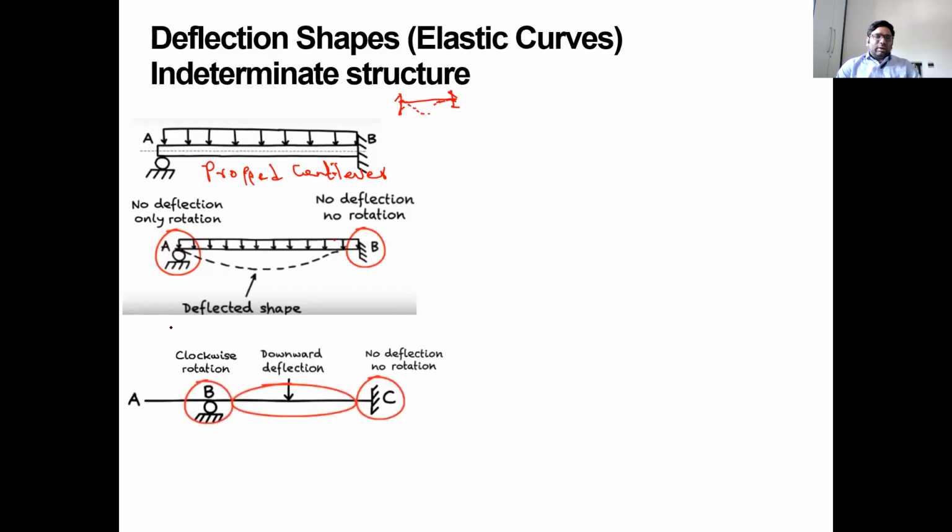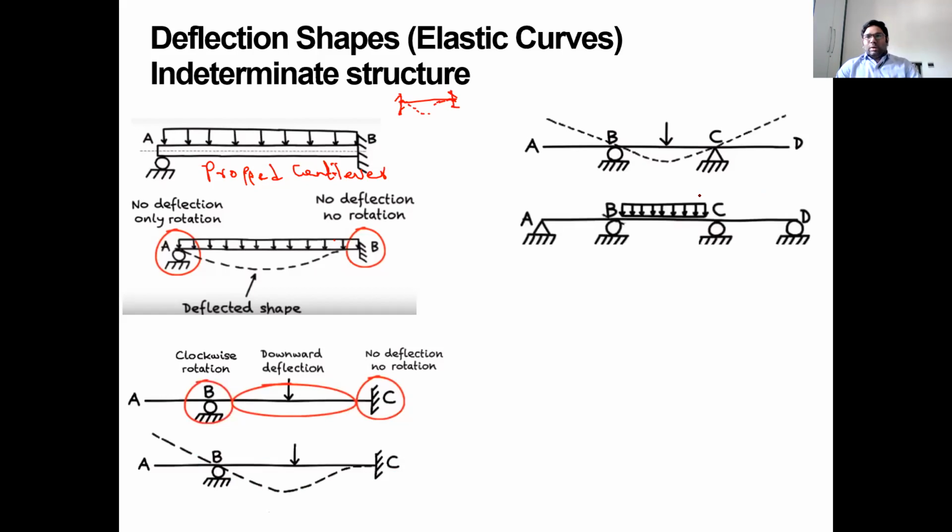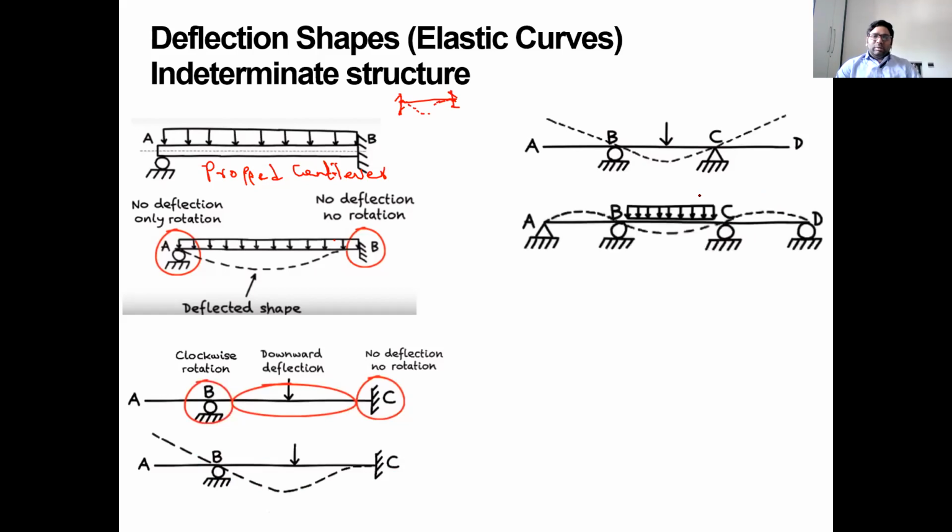Now we will rush through fast. You can see here, here we have clockwise rotation, downward deflection, and no rotation and no deflection. You can see that here. Okay. And similarly for this also, you can see the deflected shapes. And then you have a continuous beam. This is a very good example. All the supports will rotate, but no support will deflect. These are all for inextensible cases.